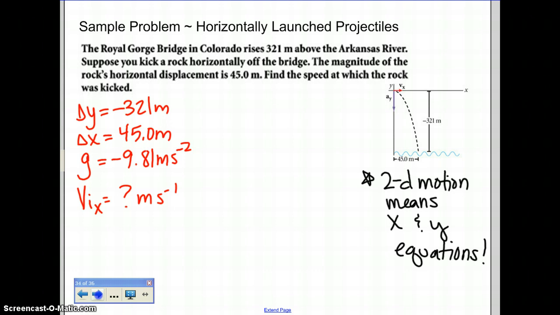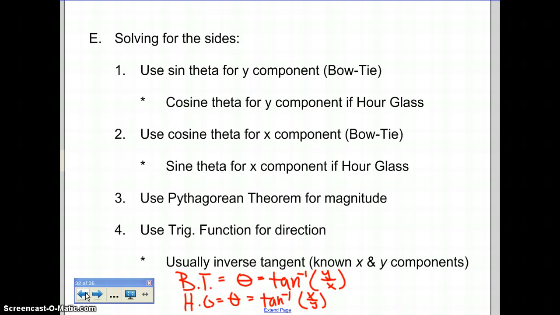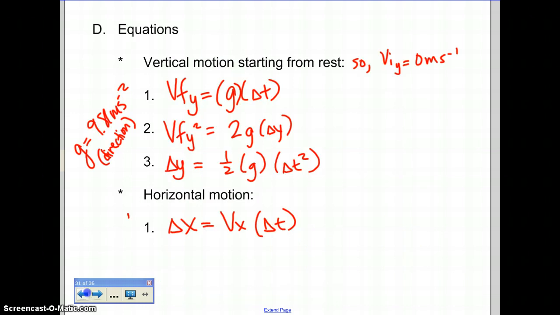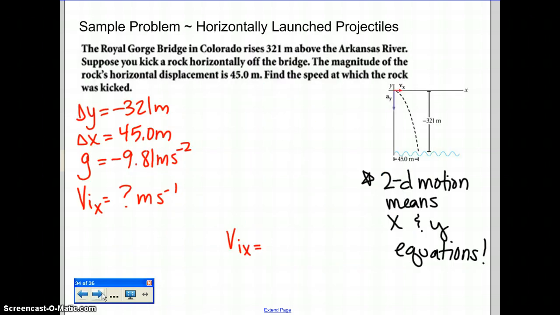Assess your givens here. What do you have that you need for this x equation? There's only one for horizontal, right? Flip back to the slide. Look at this real quick, guys. There's only one equation that is showing you horizontal motion, so that's the one that you want to write out. So what we really have here is delta x equals vix times delta t. And you want to ultimately rearrange it so it says delta x over delta t equals vix.